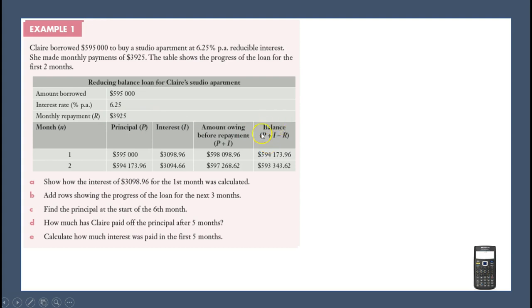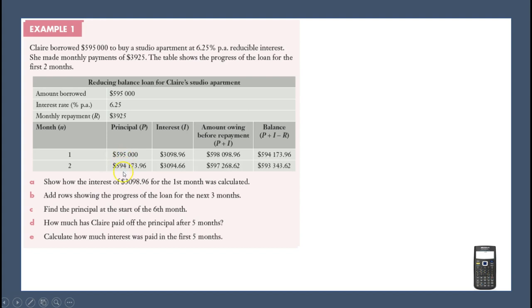So the balance, this is where I said you will hear the word balance. It's the amount that's owing now, and it's after she's made the repayment. So you can see there minus the repayment. So it's $594,173.96, which is now less than what she borrowed. All good. So we transfer that amount to the beginning of the second month.